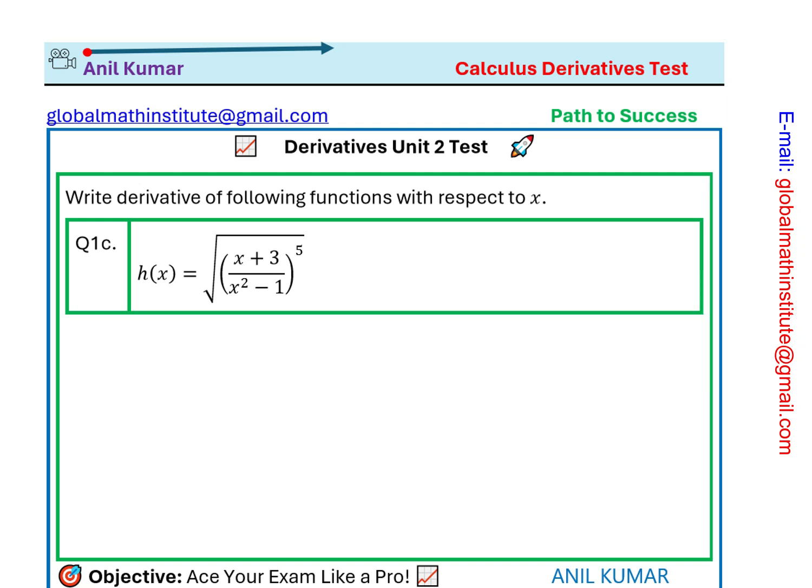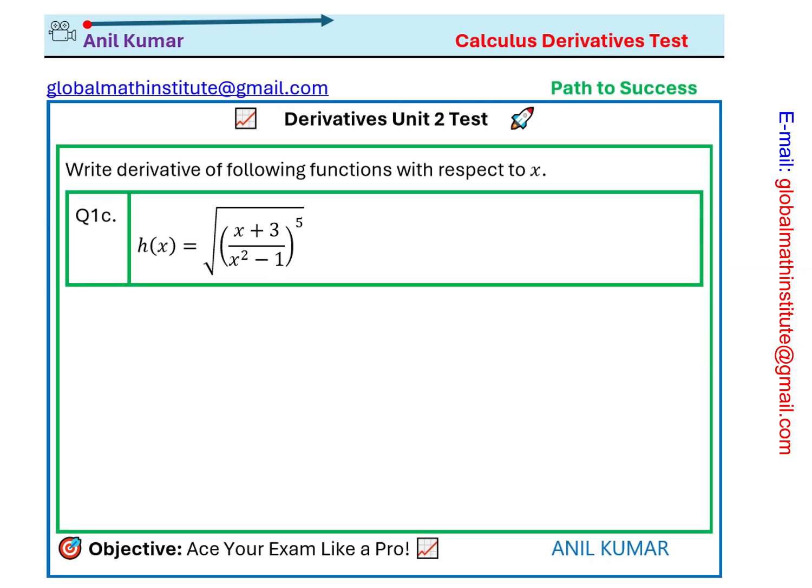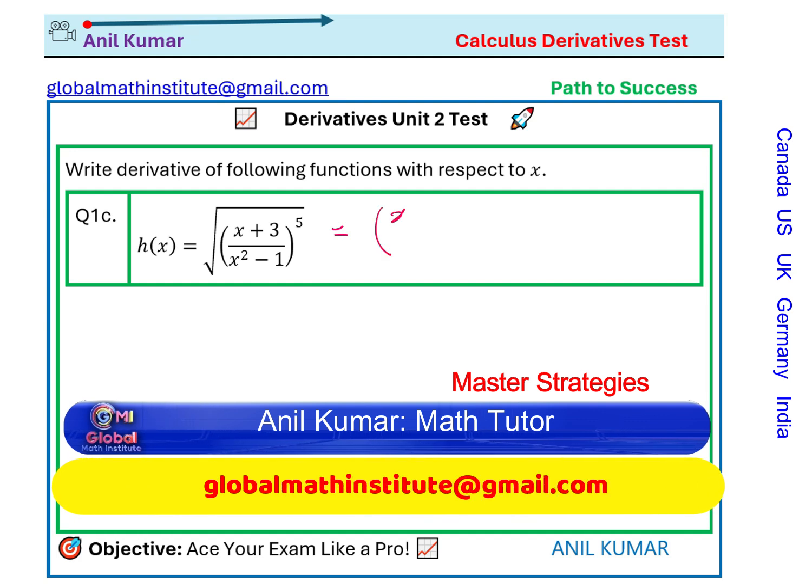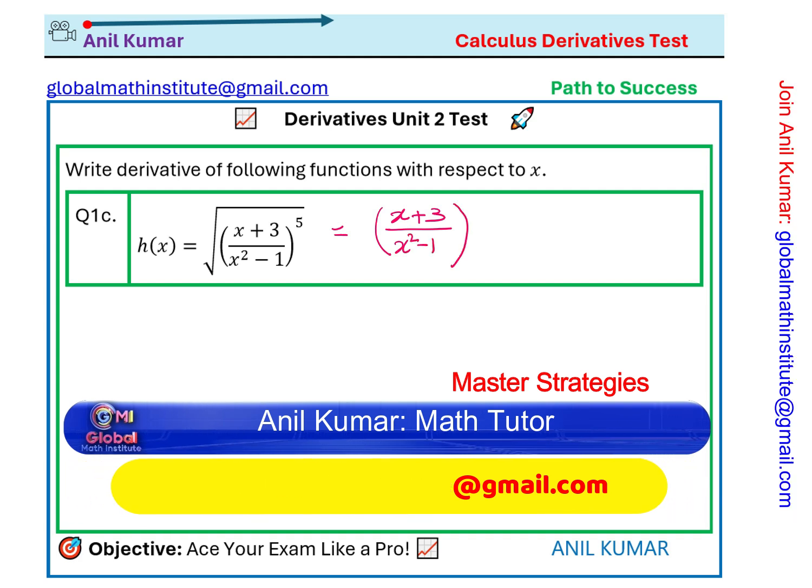And what I've observed is that whenever the powers in any question are rational in nature, students make some mistakes, right? So let me rewrite the question as some of you would like to. We have the square root of something to the power of 5. That really means that something, x plus 3 over x square minus 1, is to the power of 5 by 2.